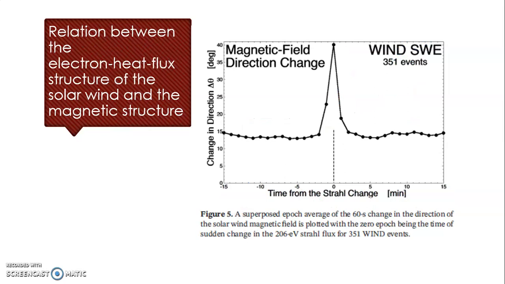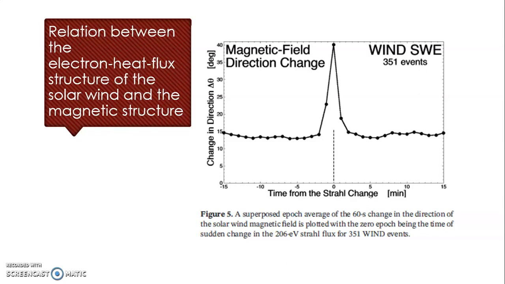Relation between the electron heat flux structure of the solar wind and the magnetic structure. The relationship of the location of the jumps in the intensity of the strahl flux and the location of the current sheets is examined. In the figure, the curve is the superposed epoch average of the change of the magnetic field direction every 60 seconds. The curve has a similar interpretation.